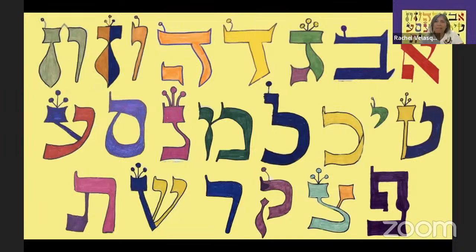Aleph, Bet, Gimel, Dalet, Hey, Vav, Zayin, Het, Tet, Yud, Kaf, Lamed, Mem, and Nun, Samik, Ayin, Hey, Zadi, Kuf, Resh, Shin, and Tav. Now you know the Aleph Bet.